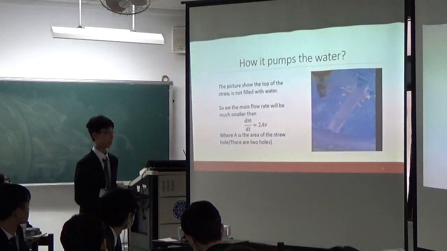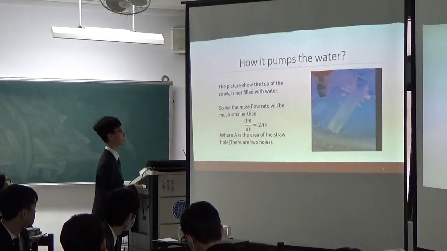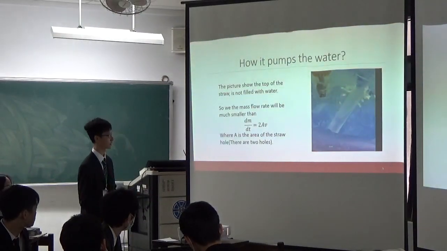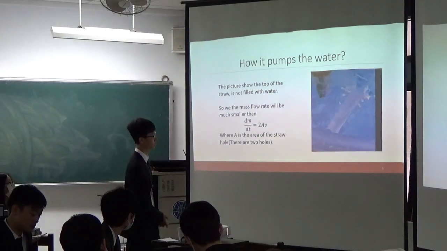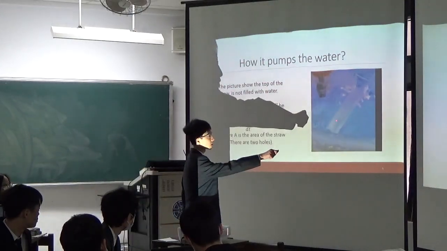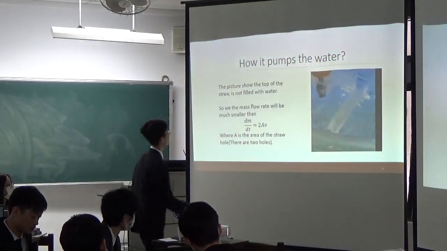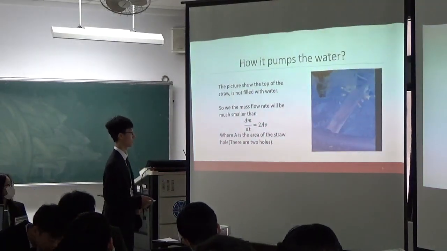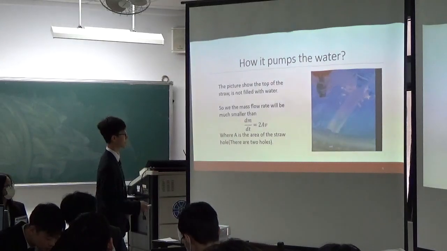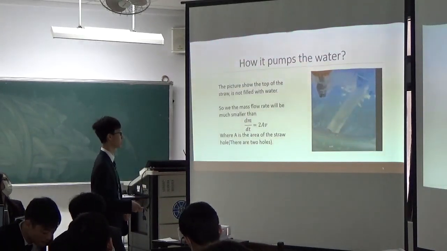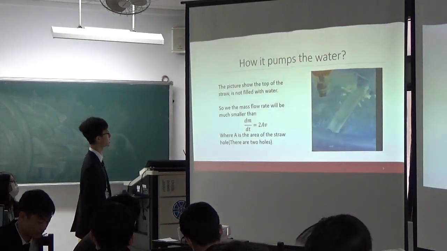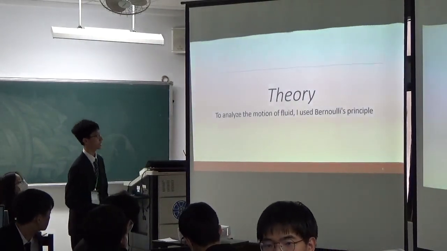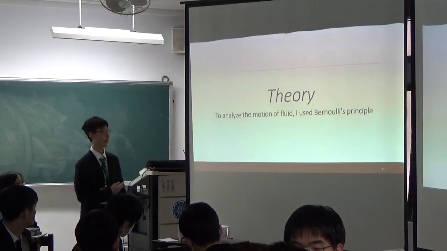And this is a picture about how this pumps the water. It's our observation. The picture shows the top of the straw is not filled with the water. The surface is here and here. And so the mass flow rate, dm over dt, is equal to 2 times the area of the straw hole times the velocity of the water pumped out of the straw. Okay. And let's go into our background theory part.